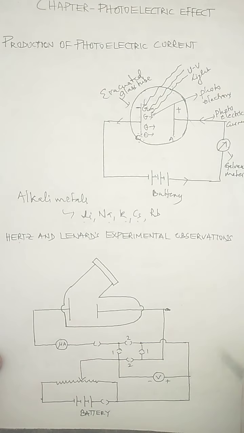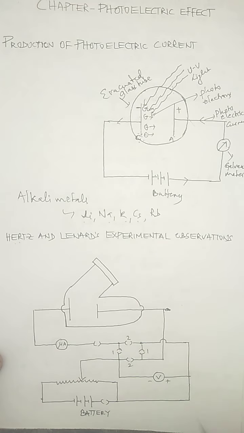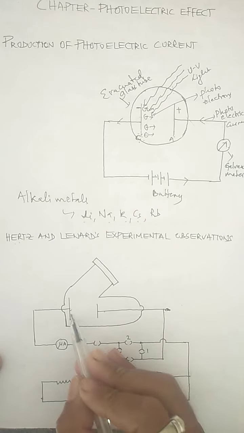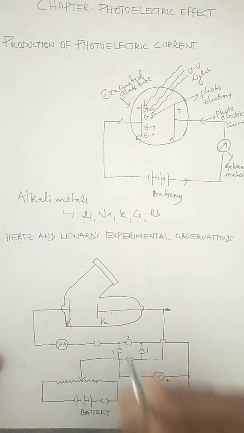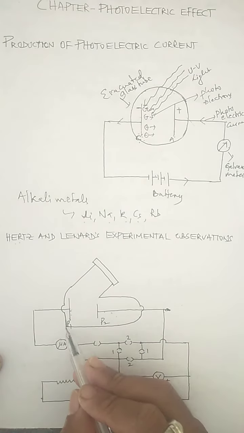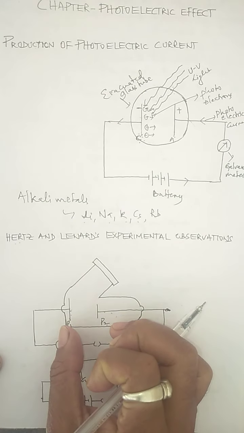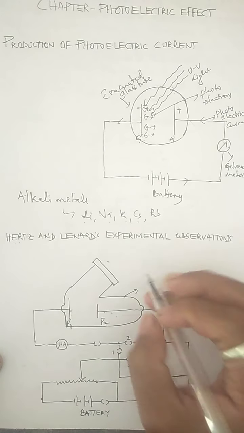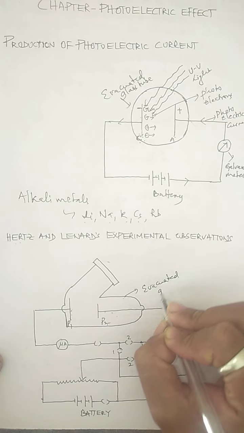You can see this is a simple experimental arrangement used by Hertz and Lennard. In this arrangement, it consists of two metal plates, which we call P1 and P2. These metal plates are fixed at some distance from each other in a tube, and this tube is basically an evacuated glass tube.